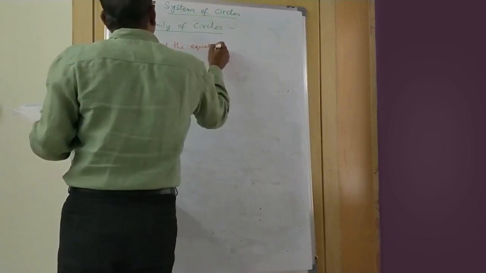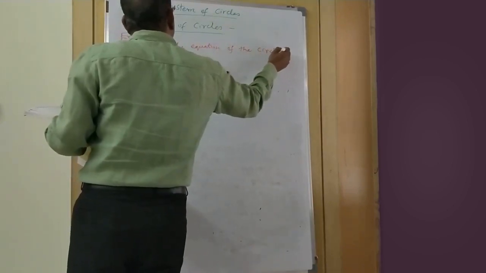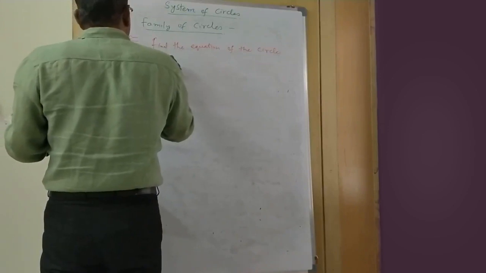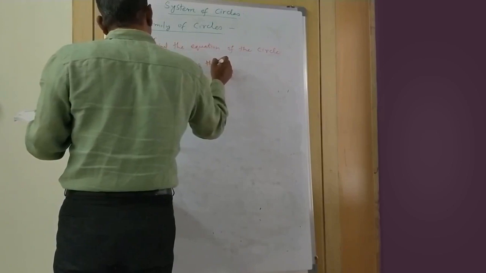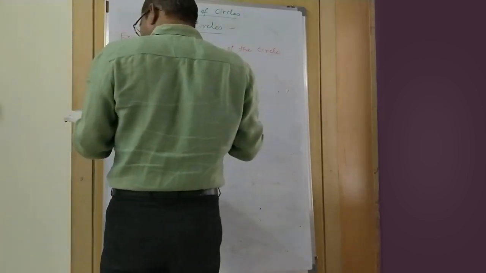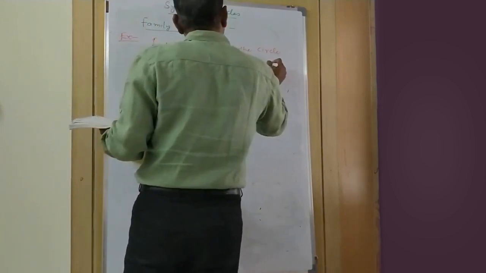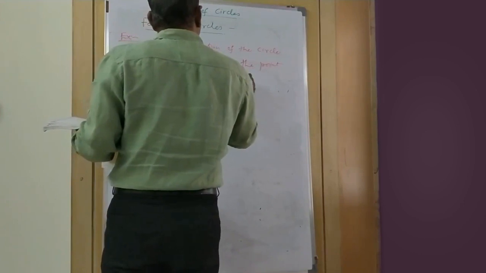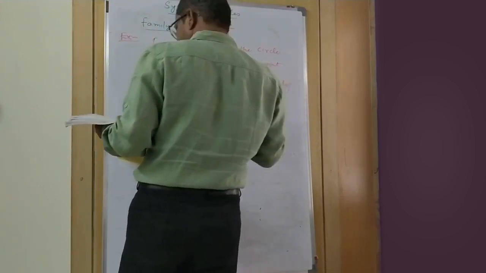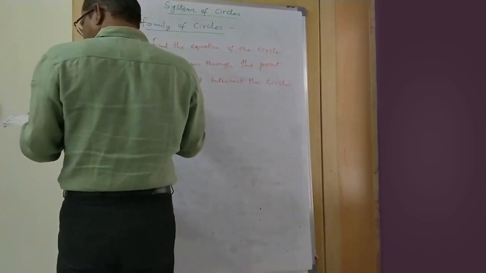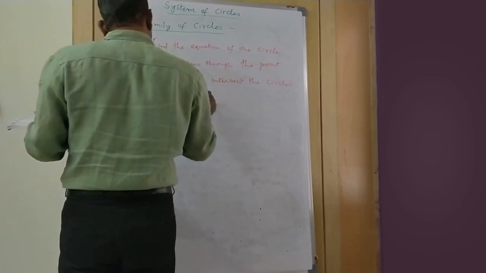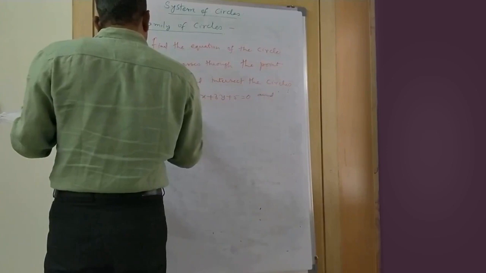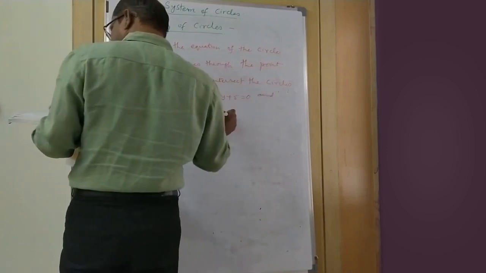See one example on this. Find the equation of the circle which passes through the point (0, -3) and the points of intersection of the circles x² + y² - 6x + 3y + 5 = 0 and x² + y² - x - 7y = 0.